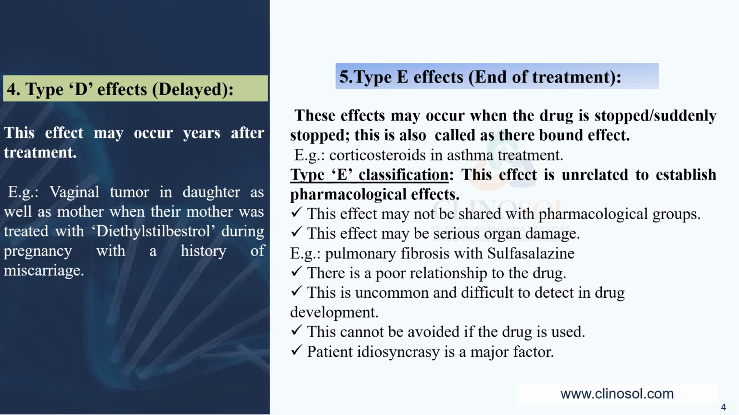And the last type is type E effect, which is end of treatment. These effects may occur when the drug is stopped or suddenly stopped. Hence, this is also called the rebound effect. Example is corticosteroid in asthma treatment.